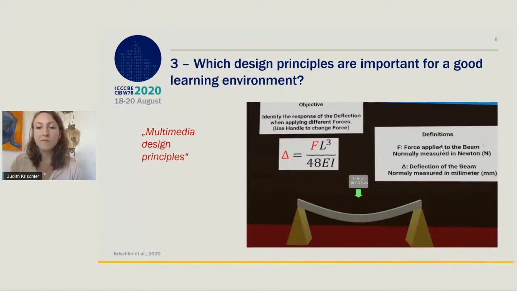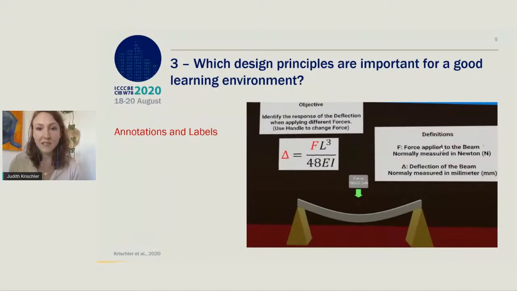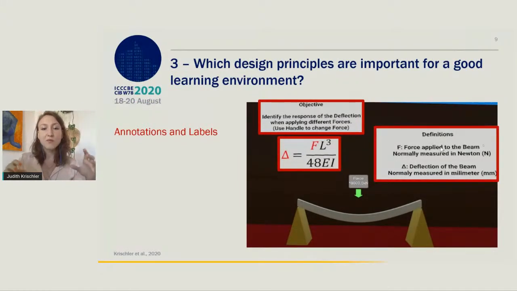What you can see on this slide here is from our very early prototypes, where we were doing an example for engineering education. What you can see in these pictures is one of the multimedia design principles involving annotations and labels. So we are putting in the VR environment, we are annotating information and giving additional information by using these labels and highlights.